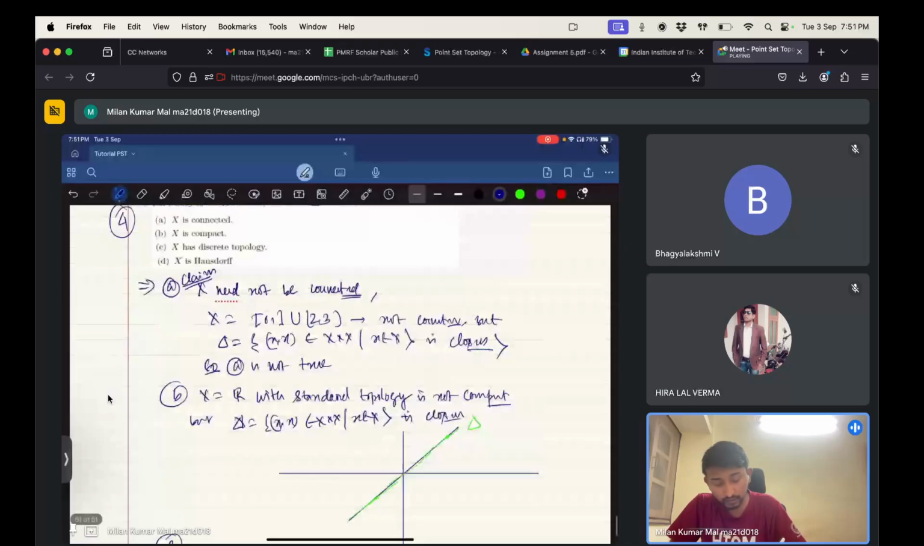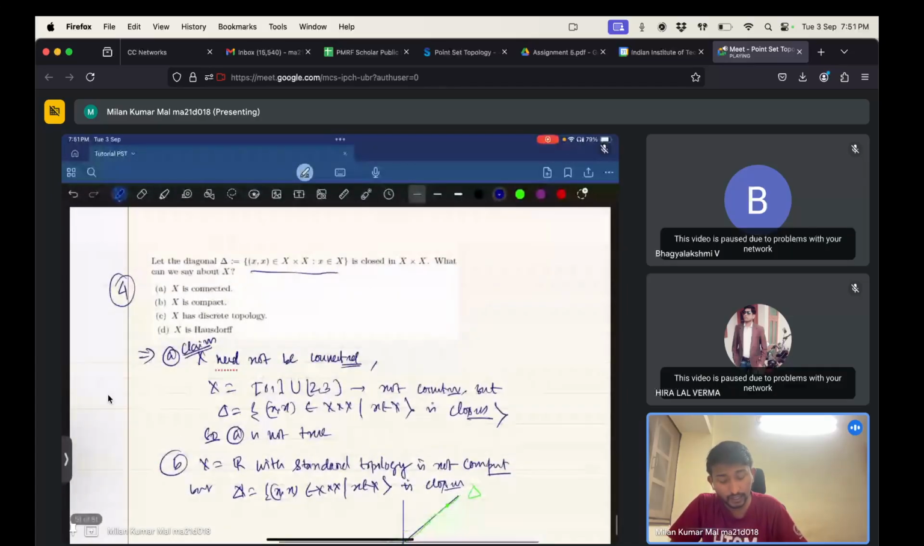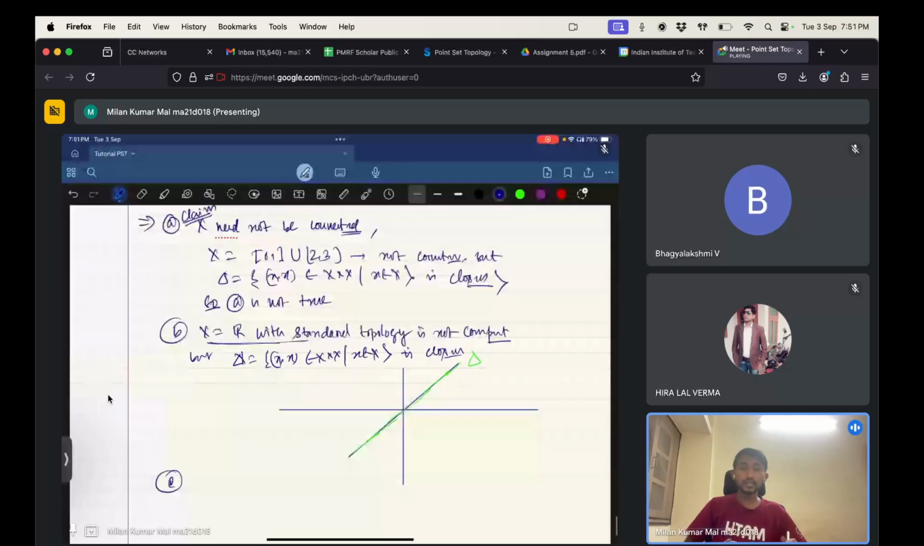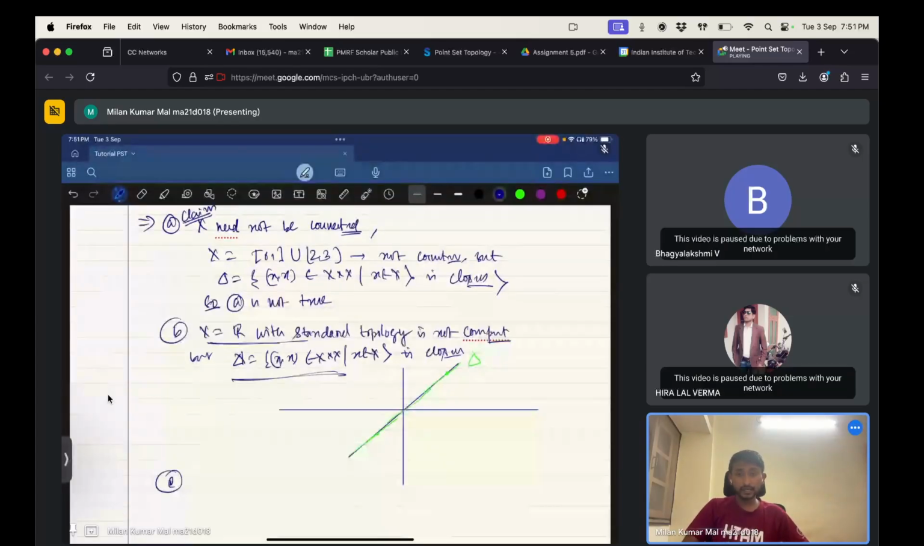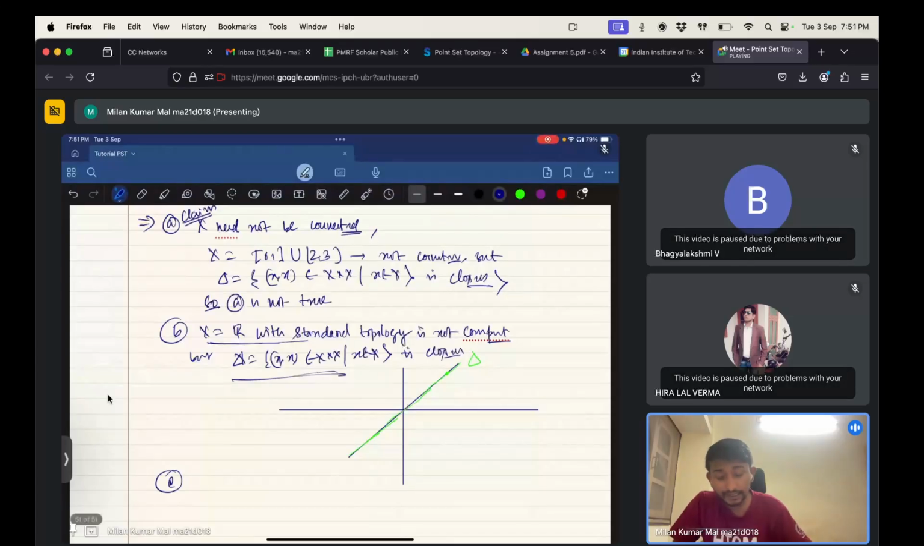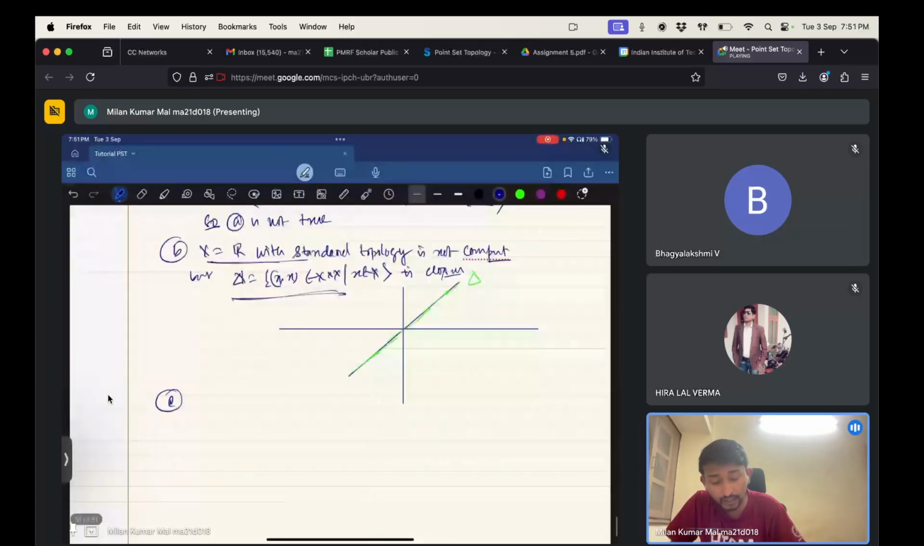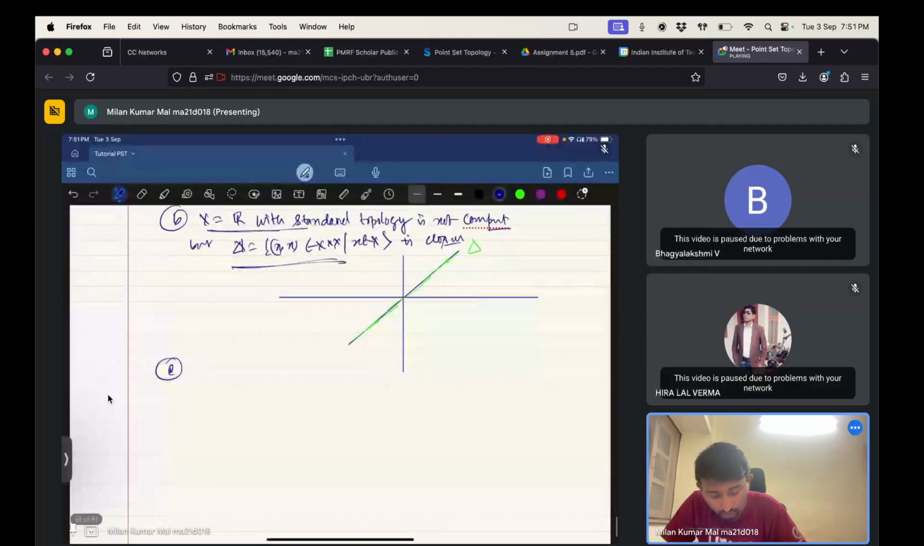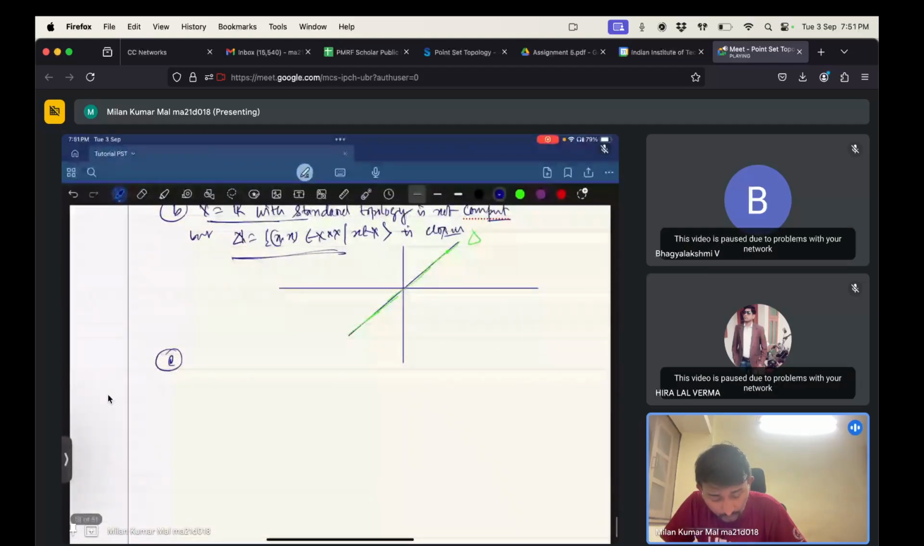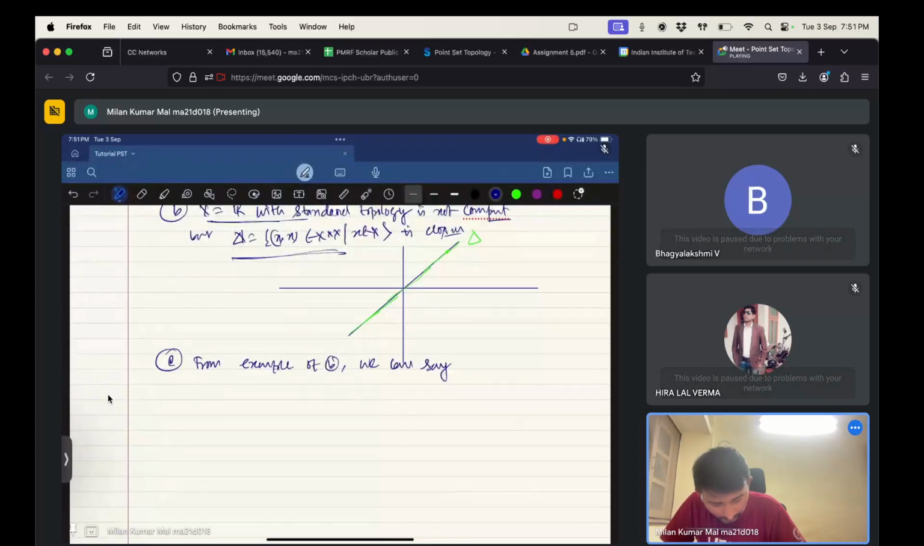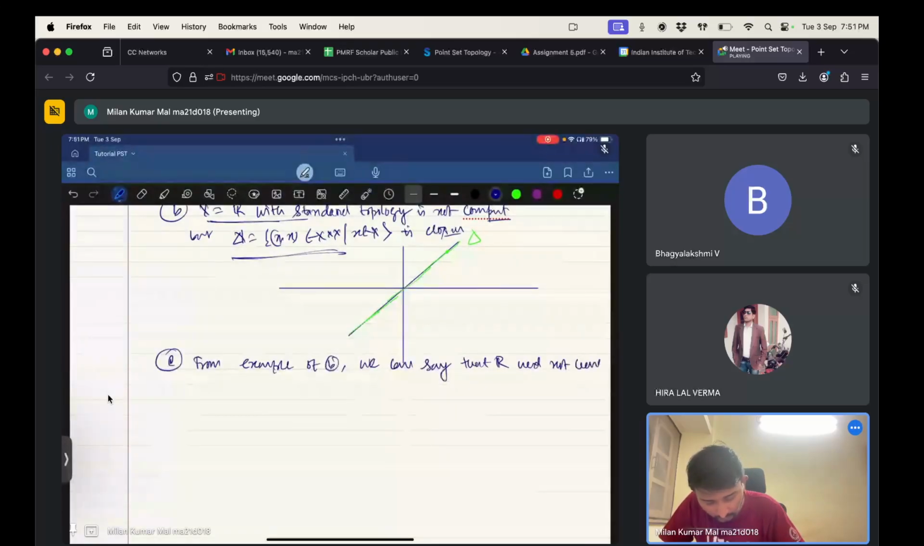And option C, X has discrete topology. So that is also false, because if I take here X equals R, in this particular case delta is R with standard topology, the diagonal elements. But R need not have discrete topology. So from the example of B, we can say that R need not have discrete topology.